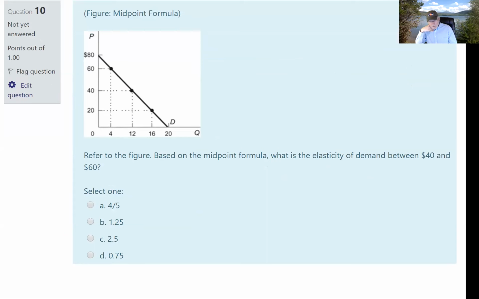Here, all we have is a demand curve. Based on the midpoint formula, we're only using one equation for elasticity, so they didn't really have to say midpoint. What is the elasticity of demand between $40 and $60? Remember, elasticity is a measure of how sensitive someone is to a change in the price of the product. Since we're looking at the elasticity of demand, we're looking at how sensitive consumers are to a change in the price of the product. What is our equation?